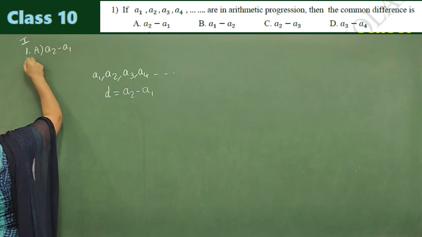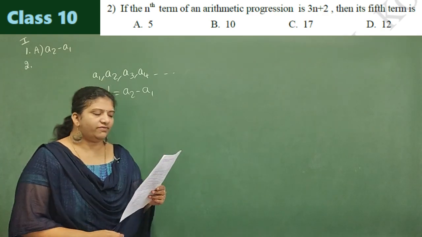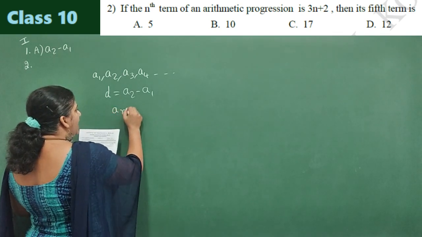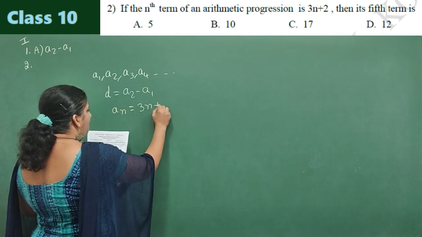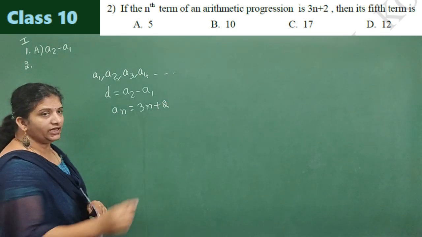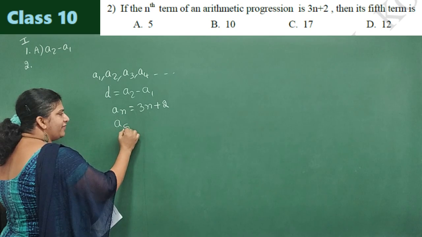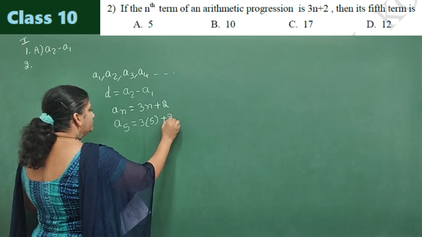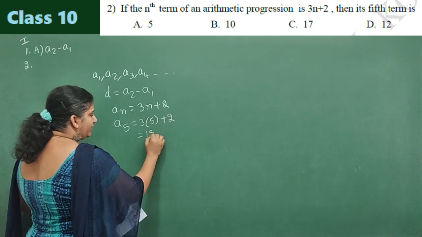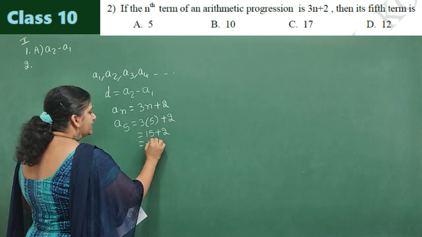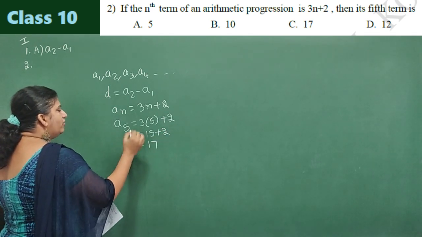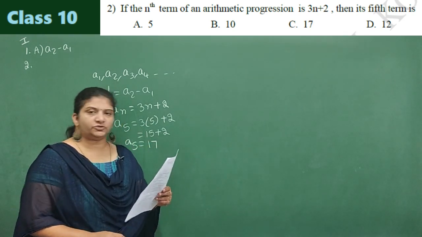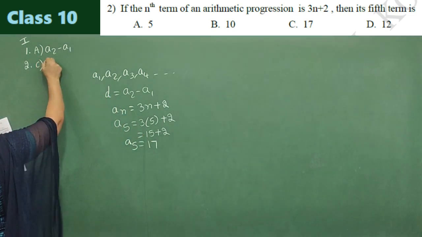A2 minus A1. Second one, if the nth term of an arithmetic progression is, nth term means An is equal to 3n plus 2, then its fifth term. Fifth term means A5. Substitute 5 in the place of n. 3 5s are 15 plus 2 is equal to 17. Therefore, fifth term is equal to 17. See the right option here, option C, 17.